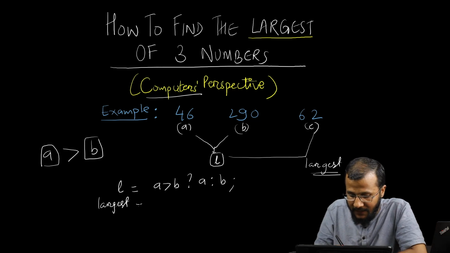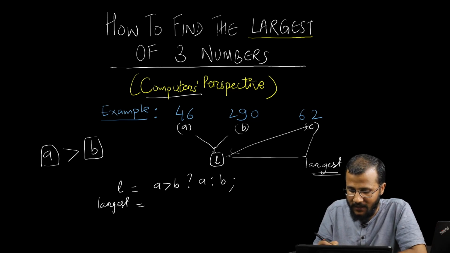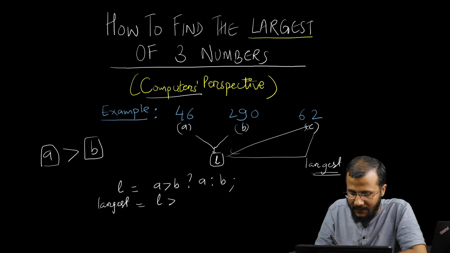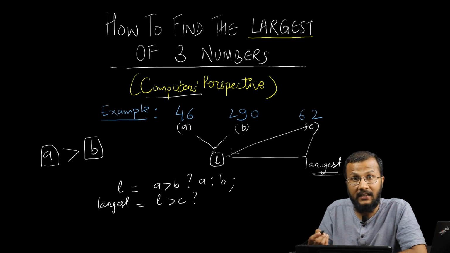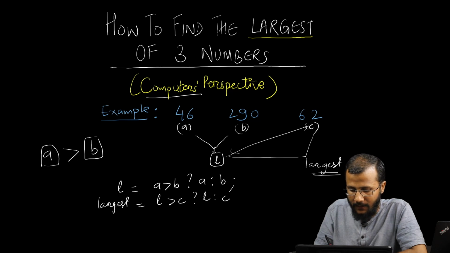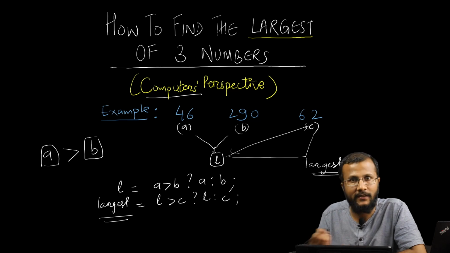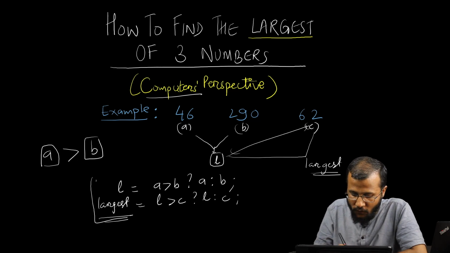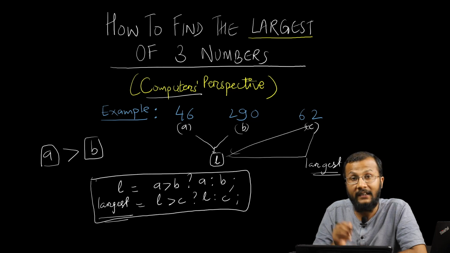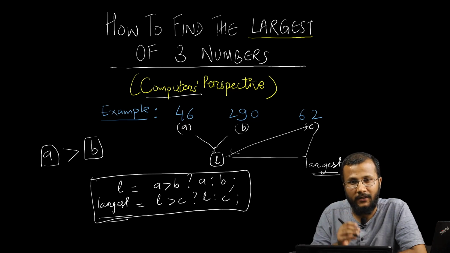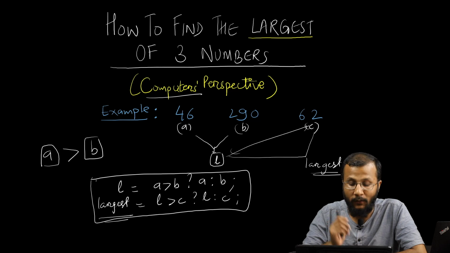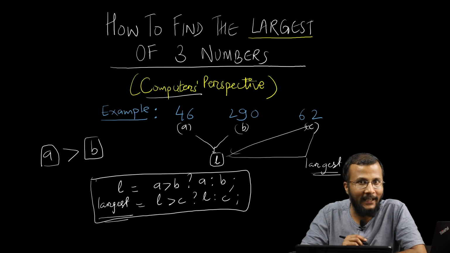Now what is the largest amongst L and C? It's very simple. You do the comparison. L greater than C. If L is greater than C, obviously L is the largest. Otherwise, C is the largest. So largest would be storing L if L is largest, and will be storing C if C is largest. So by just writing these 2 conditional statements, you will be able to find the largest amongst 3 numbers. I hope you have understood this concept. Now let's write down a computer program to demonstrate the same.